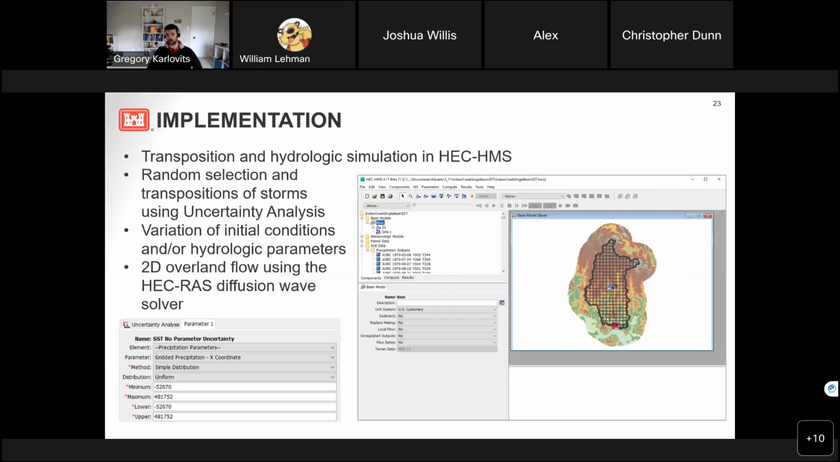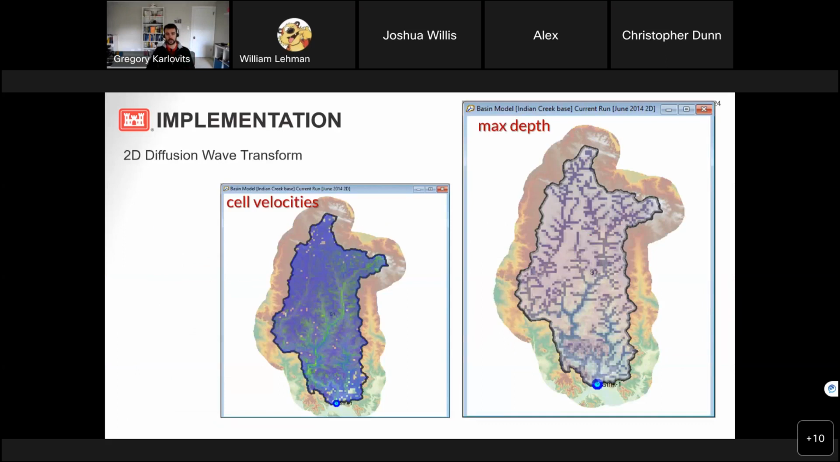We can also try to tackle some of the complex hydraulic routing by using the 2D overland flow feature, our 2D transform based on the RAS diffusion wave solver, which is really cool. You can do the meteorological part and the full top to bottom hydrology and hydraulic simulation all in one stop. Anybody who hasn't seen some of the 2D outputs in HMS, this is a quick illustration of what you get, for example max hydraulic depth or your cell velocities. But this is all run with a transposed storm event, which is really neat.